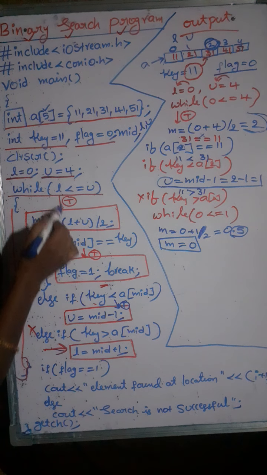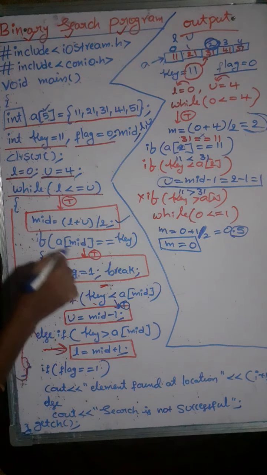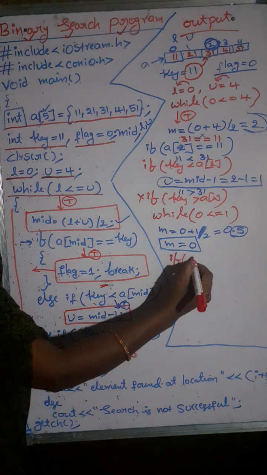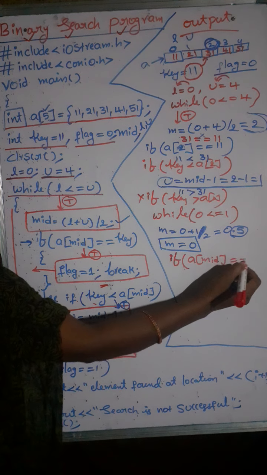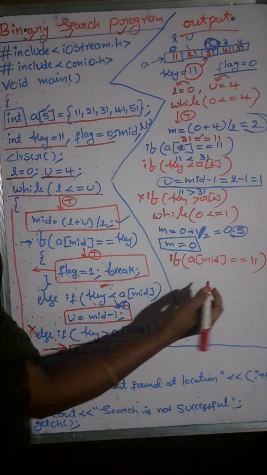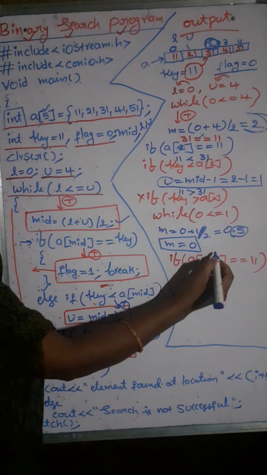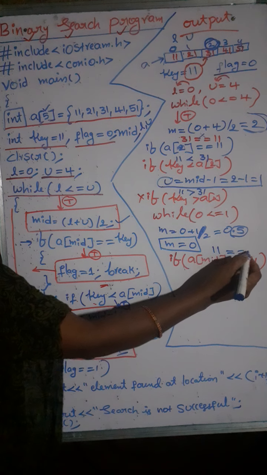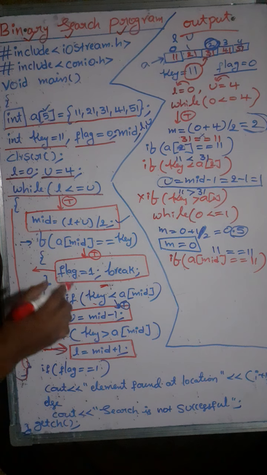Now, here the condition is true. So I have calculated the middle value. Then I should check this condition, right? So what is the condition? If a of mid is equal to key value 11, right? So a of mid is nothing but a of 0. A of 0 value is 11. 11 is equal to 11. Is it true or false? Yes, it is true.